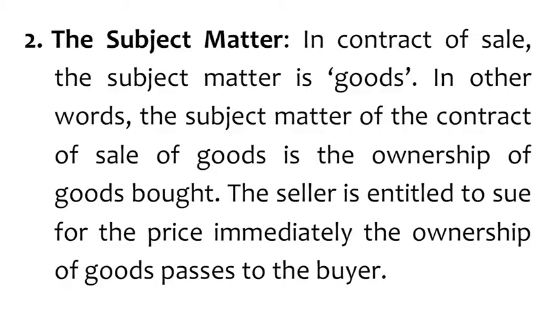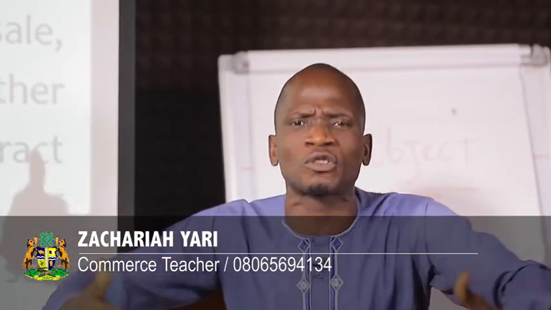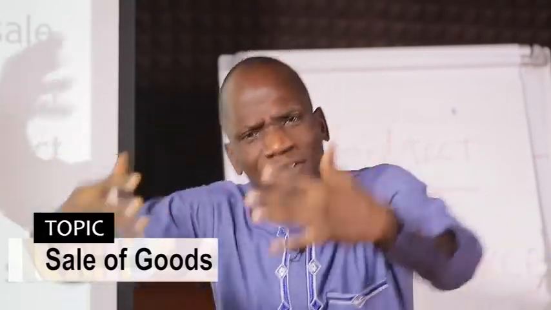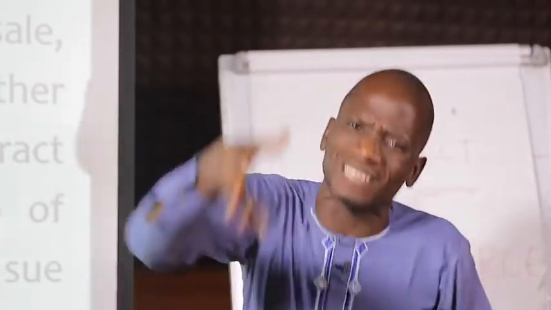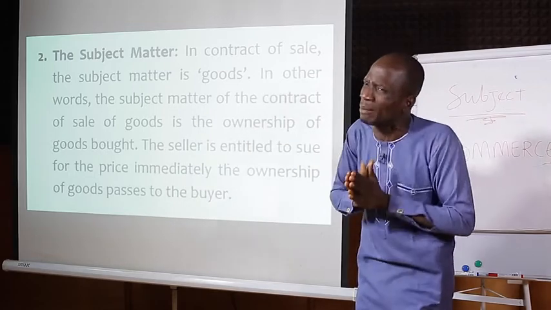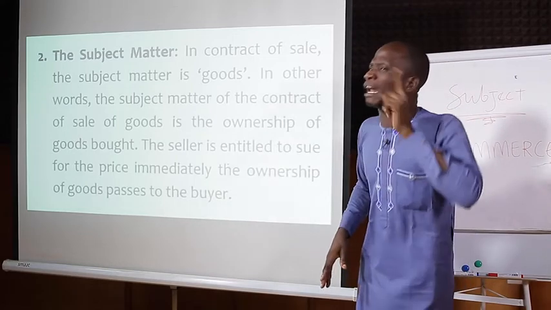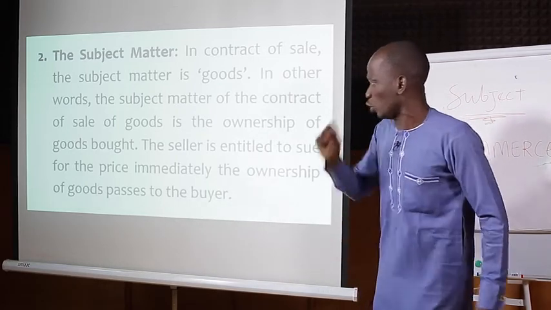In other words, the subject matter of the contract of sale of goods is the ownership of goods bought. The ownership of goods bought is referred to as the subject matter, when the title of the goods has been transferred to the buyer by the seller. Now, the good that is being transferred is what we call the subject matter. There is no way the buyer and the seller will come into an agreement without the subject matter. And that is why I said it is the fundamental basics of the sales of goods.